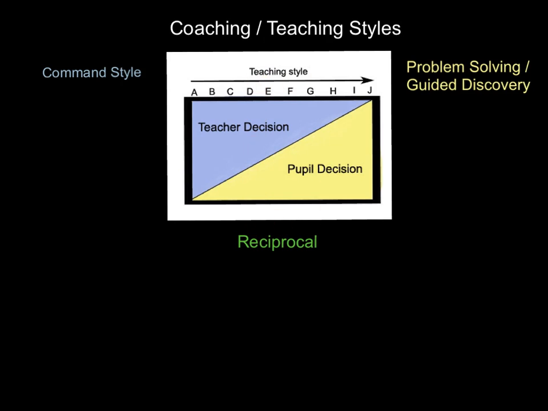So what you can see is these wedges are representing teacher decision, pupil decision. Command style is where the teacher makes all the decisions. Problem solving is where the pupils make all the decisions. Reciprocal is where we've got a bit of both.